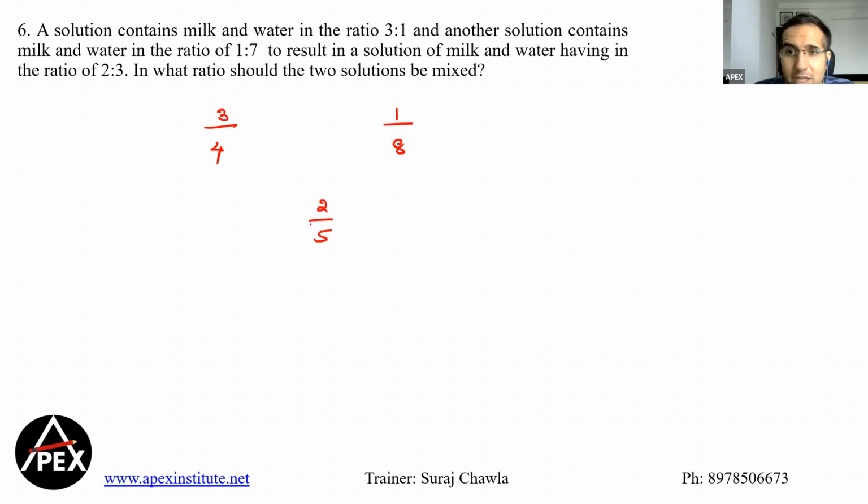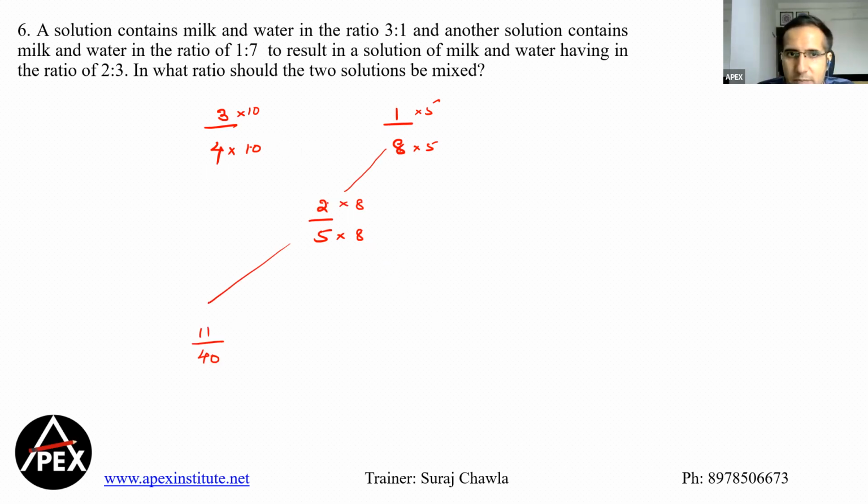Clear? The best part here is the denominators have to be equal because you have to subtract them. So do it here only. 4 and 8, the LCM is 8. 8 and 5, the LCM is 40. So I multiply by 10, 10, 5, 5, 8, 8. Now alligate them, guys. So 16 minus 5. This is 16 by 40 minus 5 by 40, which gives me 11 by 40.